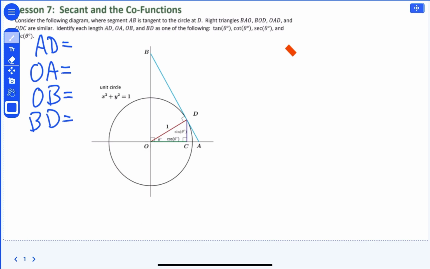Algebra 2, Lesson 7 of Module 2 is the secant and the cofunctions. So we've got to find AD, OA, OB, and BD, and that will give us the tangent, cotangent, secant, and cosecant of these triangles. We know that all these triangles are right triangles, and they're all similar. So what we're going to look for is AD.